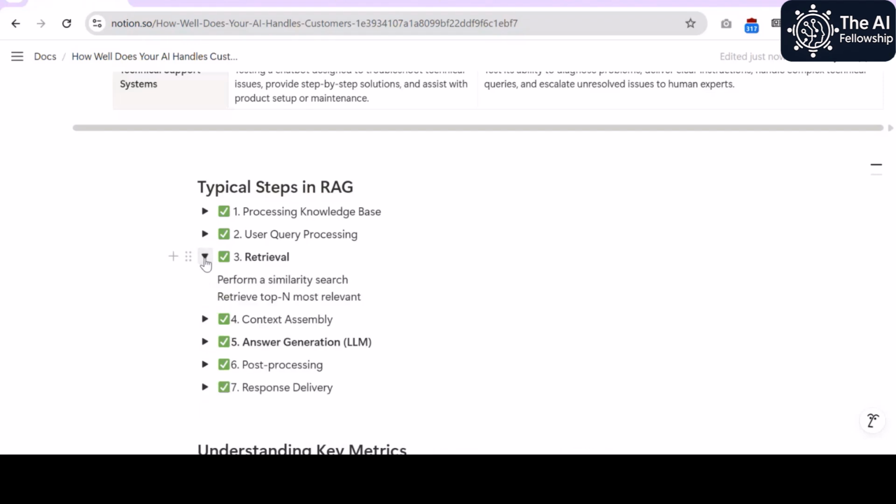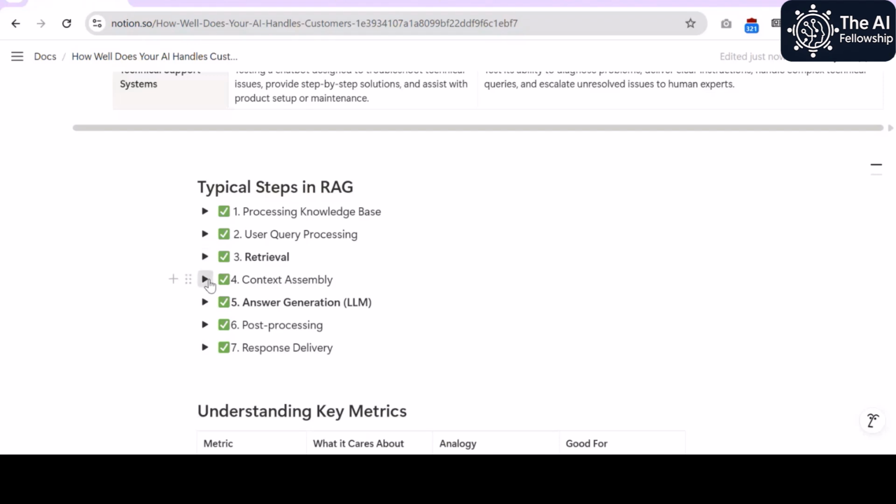So retrieval, they perform a similarity search. Like if I'm saying what is Zoho, and what I uploaded was a huge document of almost 200 pages about Zoho, it should know which chunks, or which blocks of information, actually give information about what is Zoho. So they have to do some kind of search. They have to retrieve the top and most relevant information, right?